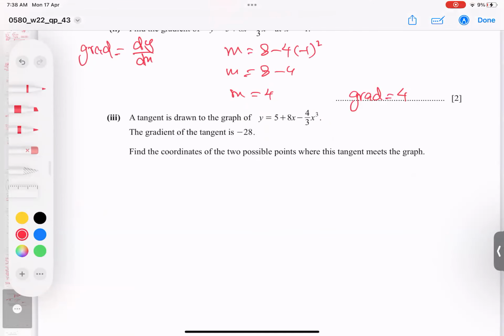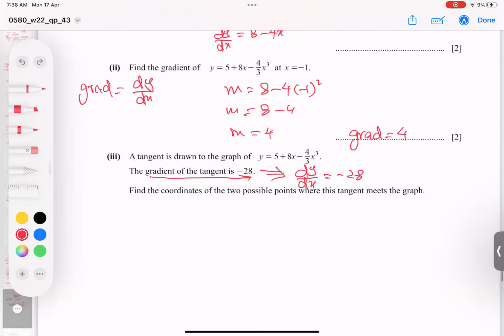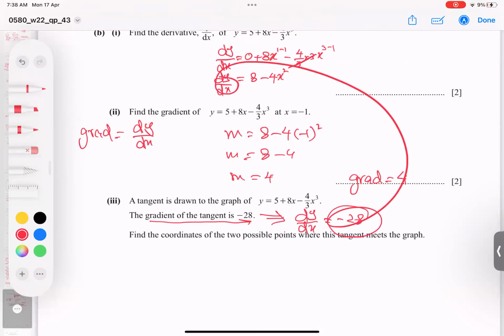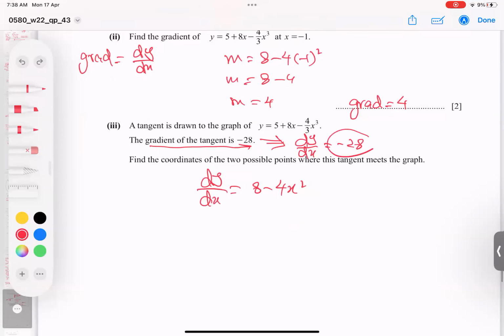Next point: a tangent is drawn to the curve and the gradient of the tangent is minus 28. When you say the gradient is minus 28, I can say here that dy over dx equals minus 28, because I told you just now the gradient and derivative are the same. So I can say the derivative is minus 28, and I will plug it in here, because whenever we're looking for the coordinates, we have this solution only. Look, he's asking for coordinates. So what I will do, students, is plug in minus 28 here.